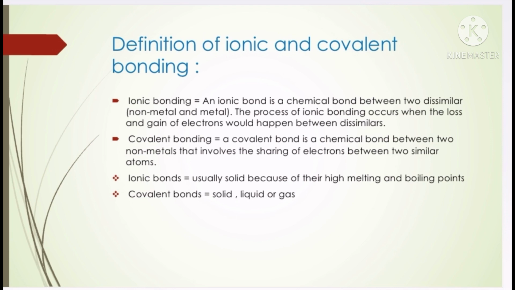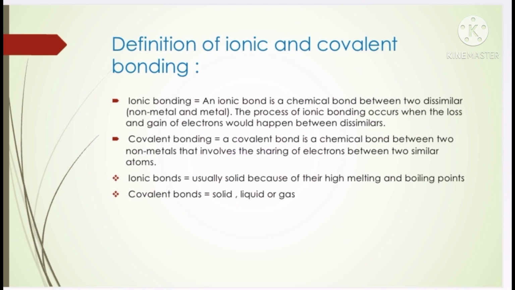So what are covalent bonds? A covalent bond is a chemical bond, same as an ionic bond, between two non-metals. So it's not between dissimilar atoms. It's not between a non-metal and a metal. It's between two non-metals, and it involves the sharing of electrons between two similar atoms. So it's not the transfer. It's related to the concept of sharing electrons between two similar atoms.